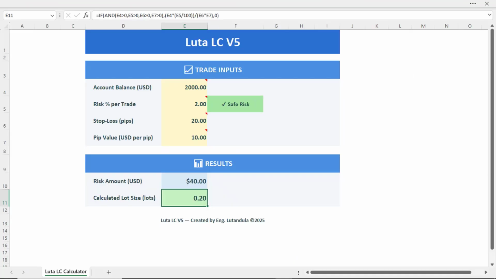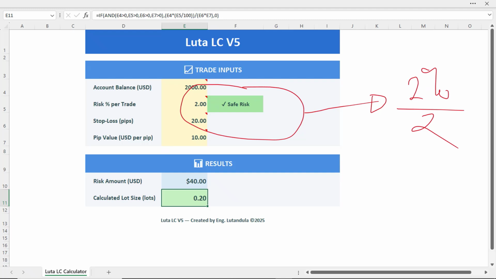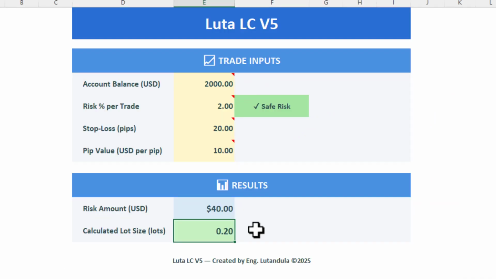What if you have 2 trades you want to take, or 3, or even 4? The calculator makes this easy too. Let's say your total risk is 2%, but you want to split it across 2 trades. You simply divide 2% divided by 2 equals 1% per pair. Then you enter 1% risk into the calculator for each pair. If you had 4 pairs, 2% divided by 4 equals 0.5% per pair. This keeps your total risk under control no matter how many setups you enter.